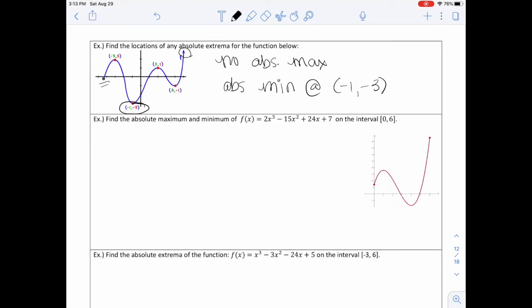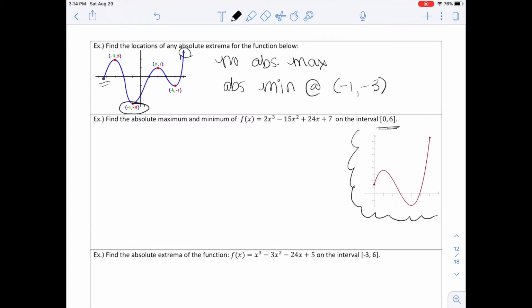The next example that we have says find the absolute maximum and minimum of our function f of x equals 2x cubed minus 15x squared plus 24x plus 7 on the interval 0 to 6. So a couple things to know. First off, we do have a closed interval. I provided the graph for us to kind of look at, but most of the time problems don't give you the graph to look at, but I wanted you to visualize it also.